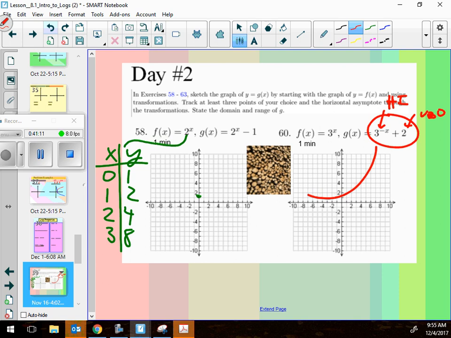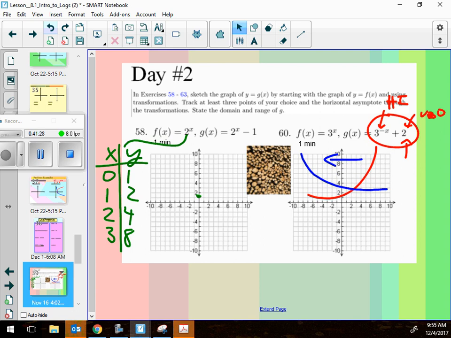So this has been moved vertically up 2, and it's been reflected horizontally. Reflected horizontally means that it's going to go this way, so it goes like that. And then up 2 means it goes like this. Now, if these were just sketches, that'd be good enough.